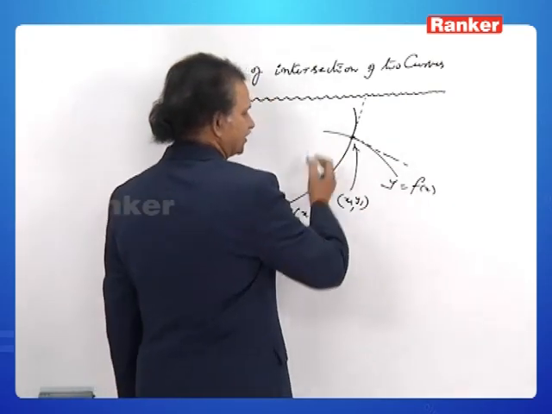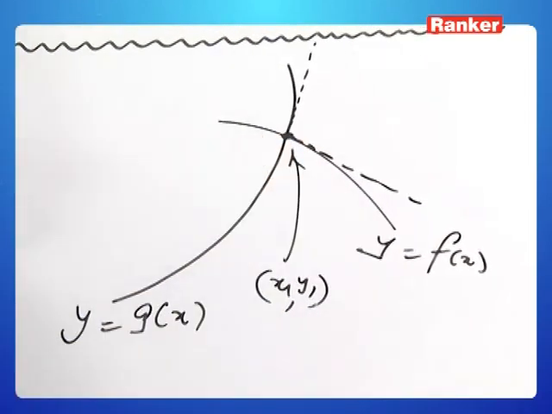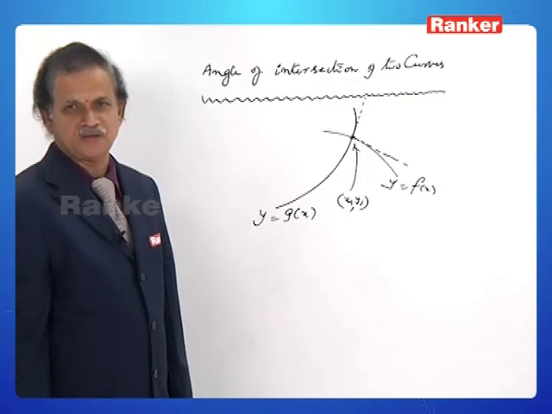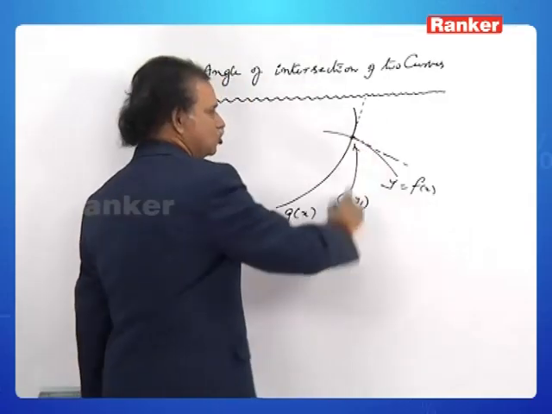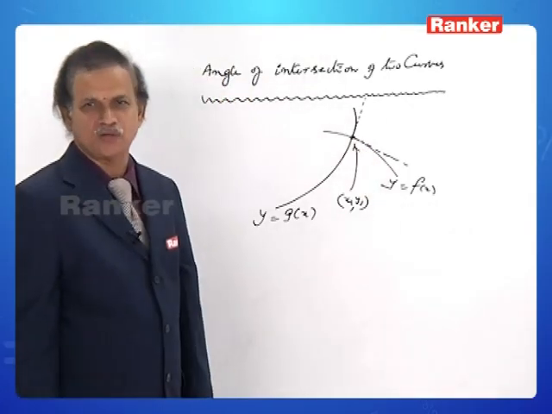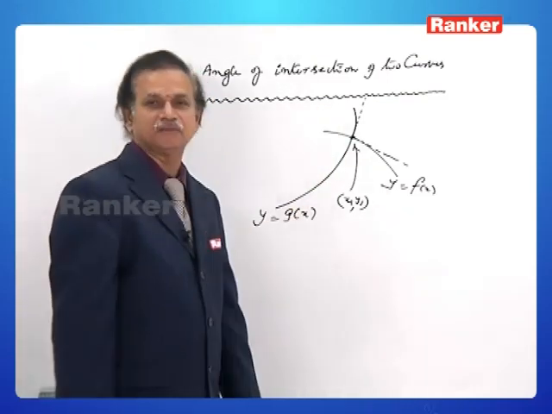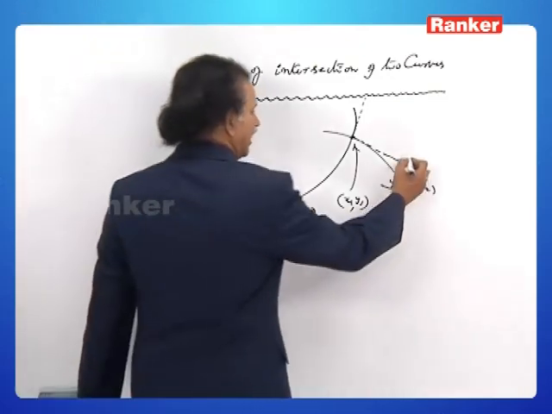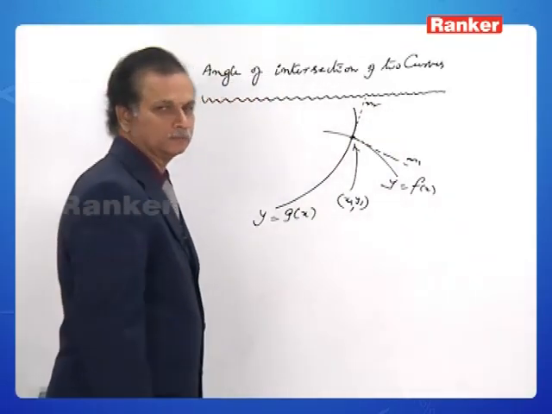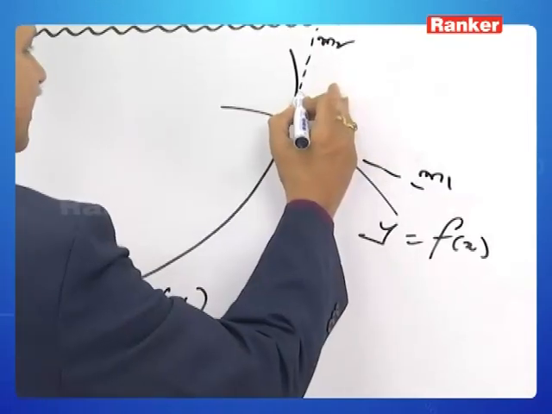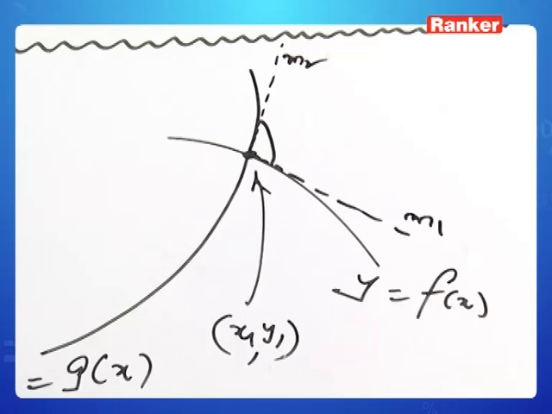Y is equal to f of x and y is equal to g of x meet at the point say x1, y1. A tangent to this curve and a tangent to that curve, two tangents, can easily be drawn at the point of intersection. Let the slope of this tangent be m1 and the slope of this tangent be m2. Then the angle between the tangents is defined as the angle between the curves.